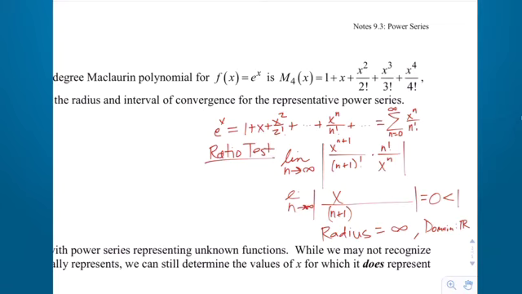All right? That's pretty cool, because e to the x, remember, doesn't go up and down. It's just monotonic increasing. But apparently, if you use infinitely many terms, you'll have a polynomial that perfectly wraps around the graph of e to the x.